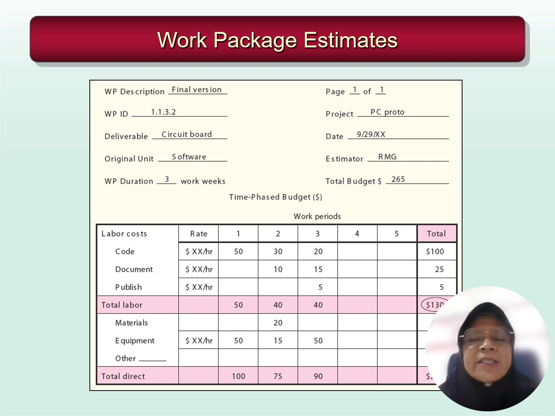For the work package estimates, we have a form that you need to fill in. For example, work package descriptions: the name of the work package, the ID of the work package, the deliverable, the original unit, and then the duration of the work package. And then it must have a table of labor cost, total labor, direct labor, and details of the costing or the budget associated with that work package itself.